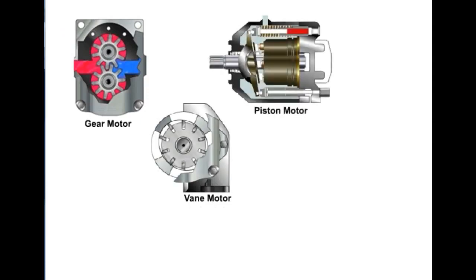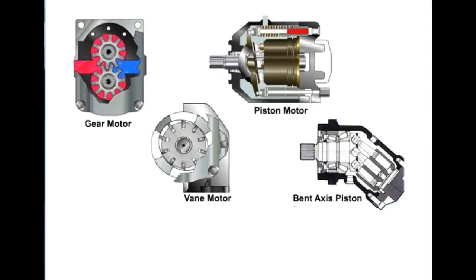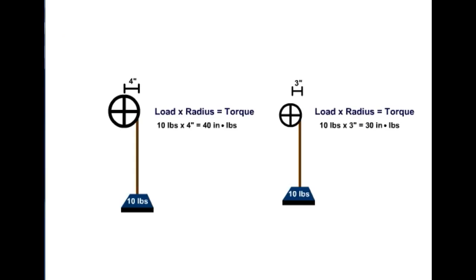The four most common types of hydraulic motors are gear, vane, piston, and bent axis piston. Hydraulic motors are rated according to displacement and torque. The first consideration should be torque. Hydraulic motors are rated in foot or inch-pounds of torque per given psi, typically in pounds per 100 psi.